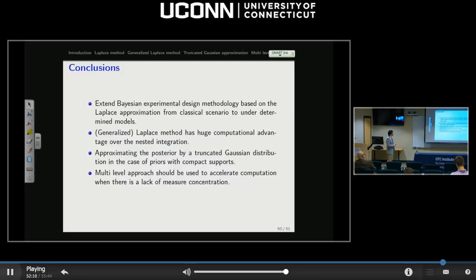And of course, when the length of your covariance matrix is on the same magnitude as your prior, you're suggested to use a truncated Gaussian in this case. And if you don't have concentration of measure, and you also cannot use a truncated Gaussian, we should go to multi-level Monte Carlo, which can also accelerate the computation.